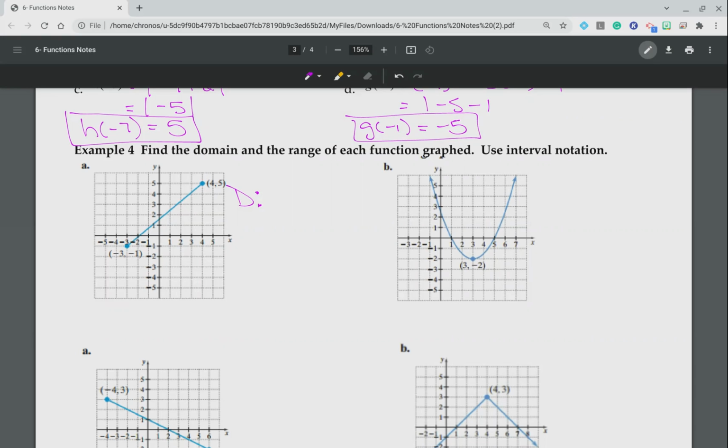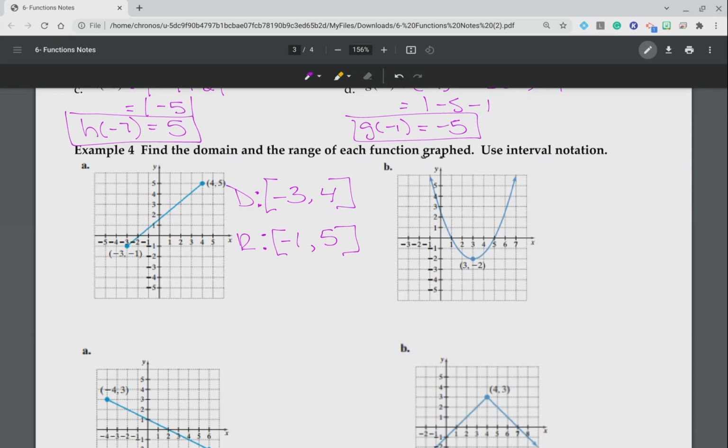So remember, domain is the x values. The lowest x value on my graph here is -3. And the highest x value on my graph here is +4. Okay, and then we are just going to put that in brackets. And then I'm going to do the same thing for my range. The lowest number in my range is -1, or my lowest y value, and the highest is 5.